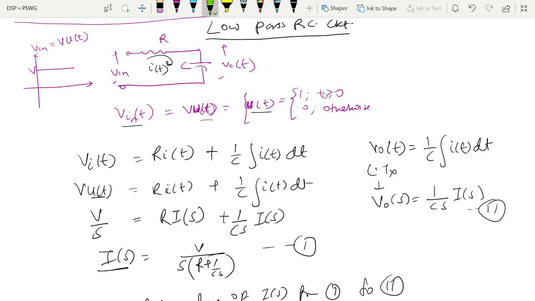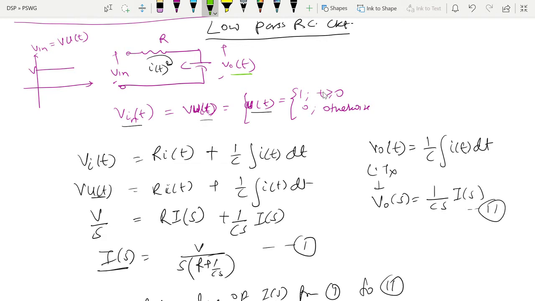Hello students. In this lecture, which is in continuation with the previous lecture, we are going to find out what the output voltage will be when we put a unit step in the input voltage. We are seeing the mathematical analysis in this lecture by using Laplace transform. So this is a low pass RC circuit.